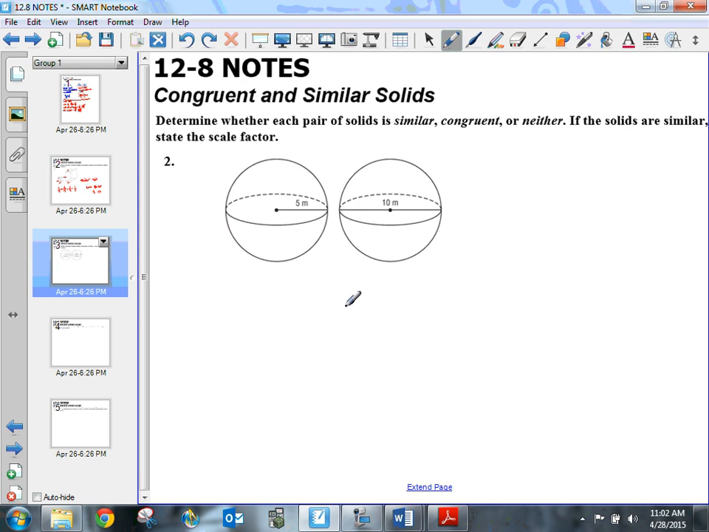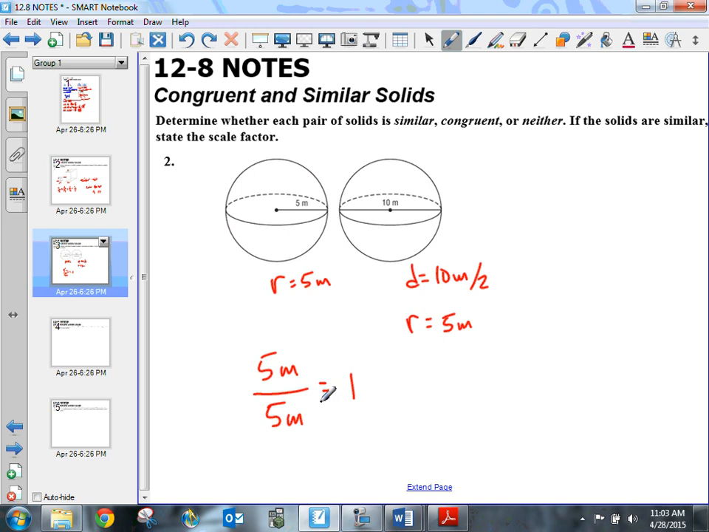Let's take a look at number 2 and see if these are similar. My radius here is equal to 5 meters. Here my diameter is equal to 10 meters. If I get my diameter, I know my radius is just half of that, so if I divide by 2, I get that my radius is 5 meters. So if I take the radius here, 5 meters, and divide it by the radius over here, which is 5 meters, I get a value of 1.